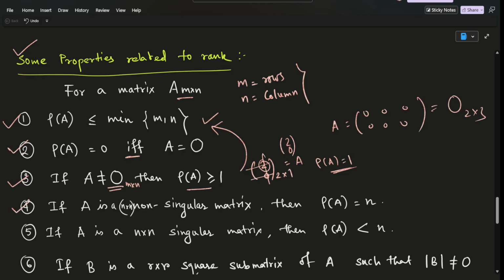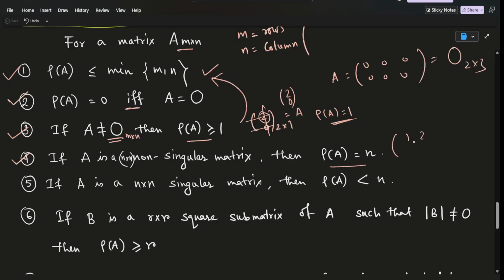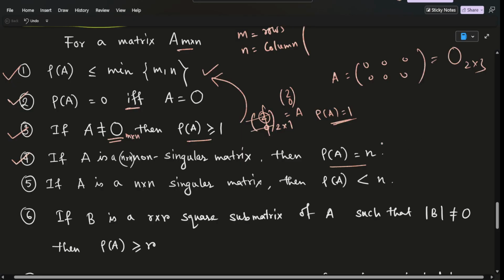Number 4 says that if A is an n by n non-singular matrix, then the rank of A equals n. If we take any matrix whose determinant is non-zero, non-zero determinant means the matrix has full rank, that is n. Here it says n by n, that is a square matrix. This determinant concept, or non-singularity concept, is valid only for square matrices, not for the others.